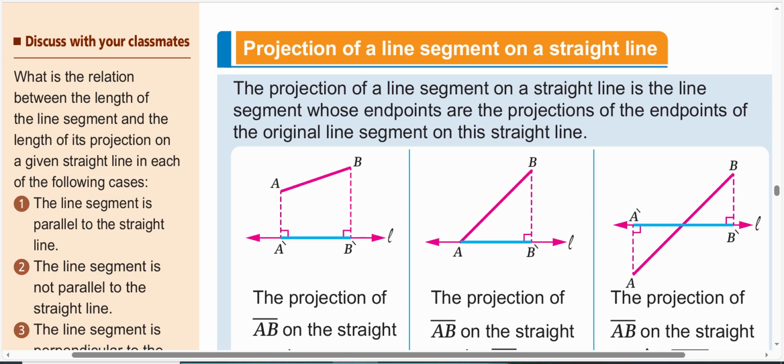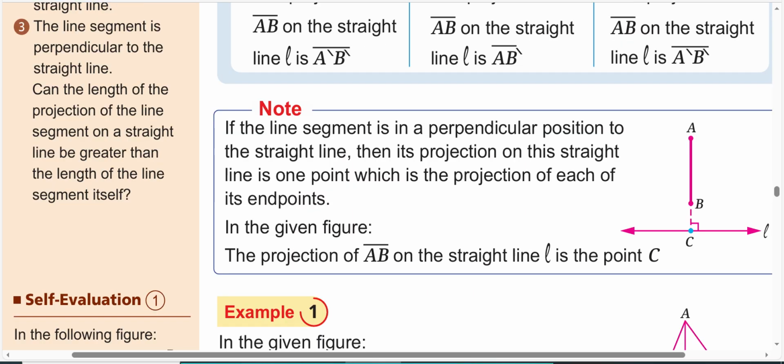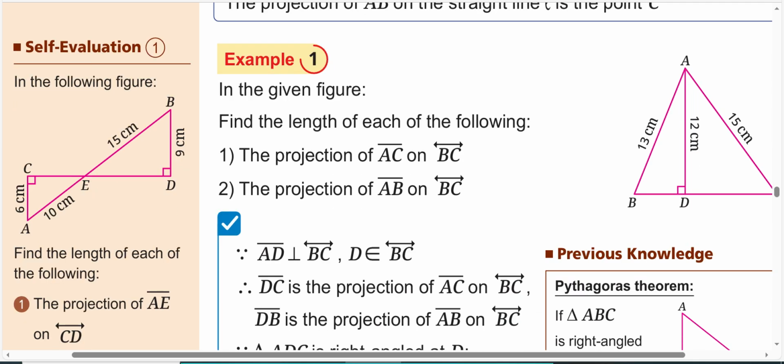Look, the projection of AB. Who can tell me? The projection of AB will be A dash B dash, because the projection of point A will be A dash, and the projection of point B will be B dash. Note, if we have a line segment like AB perpendicular to straight line L, then the projection of AB will be point C. The projection of AB on the straight line L is the point C. This example, look at here.